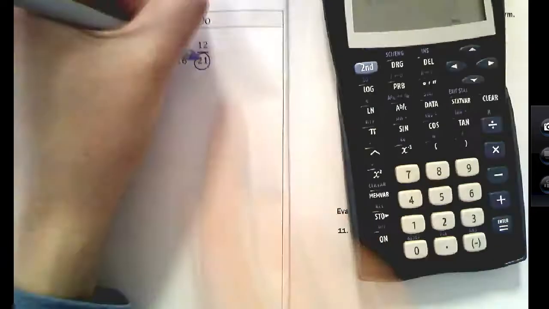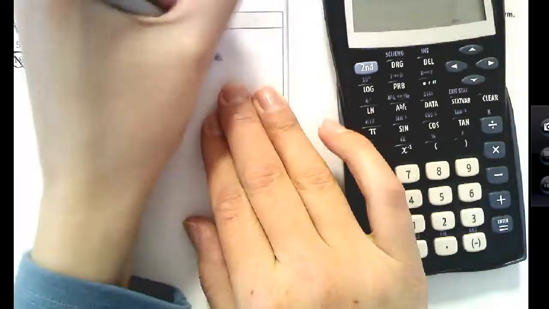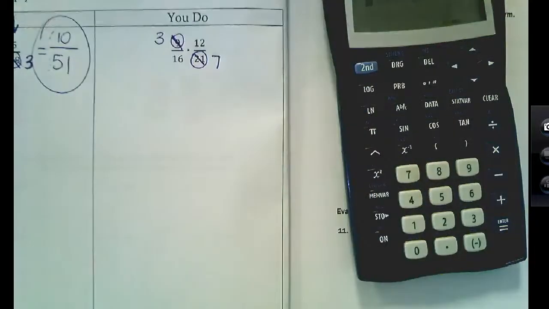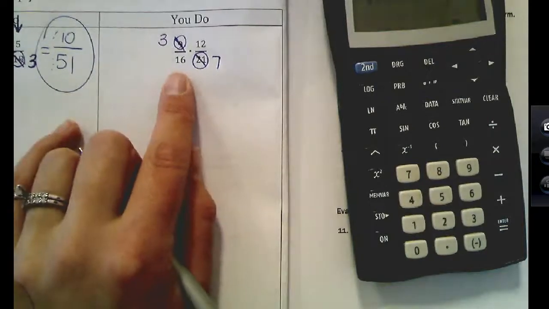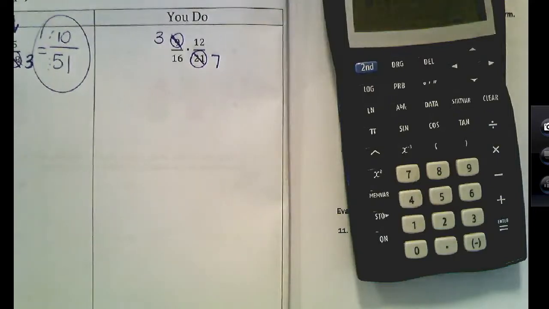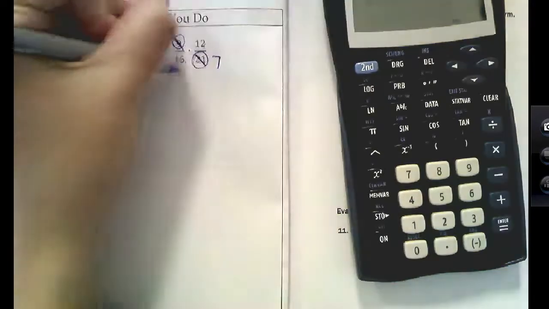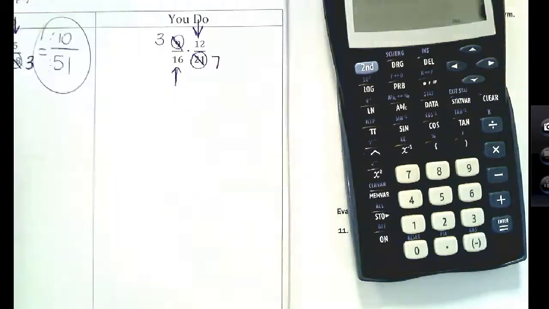Go ahead and cross off the 21. And what's 21 divided by 3? 7. Very good. Now I want you to go ahead and draw an arrow to the denominator of your first fraction. And what are you drawing that arrow to? 16. Good. The 16 and then what's the other number? The 12. Very good. The 16 and the 12.